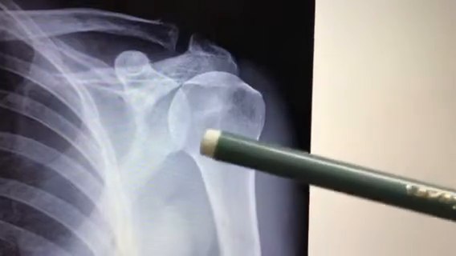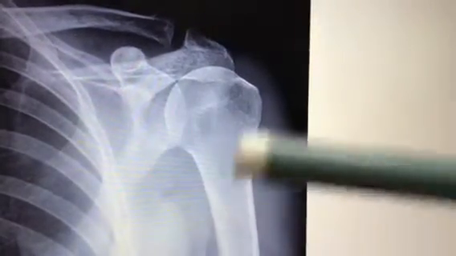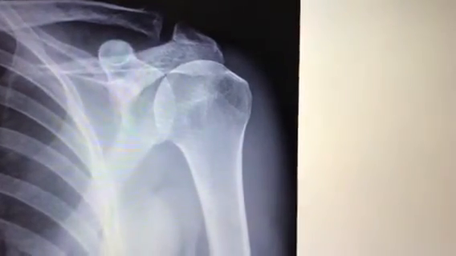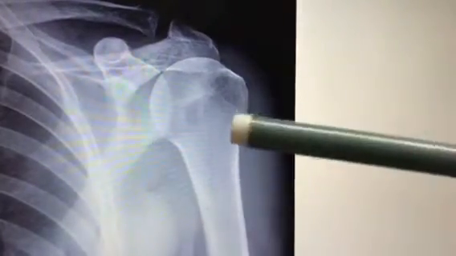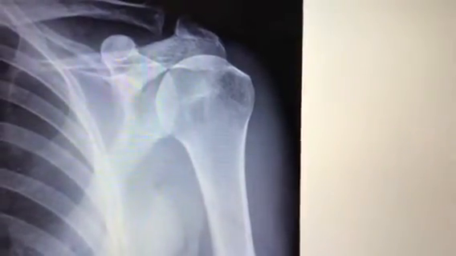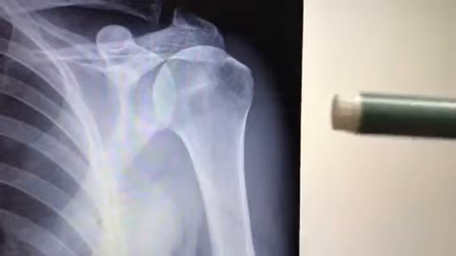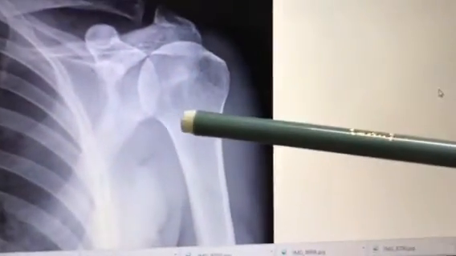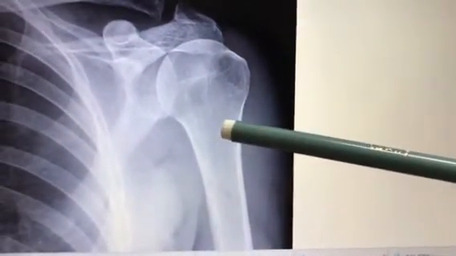Contrast means barium sulfate, barium meal, like that. Some contrast material will be given orally or by injection. It will be given to your body, and that thing will be seen on the screen. That is called contrast. So here the plain x-ray is seen, that is called plain x-ray.